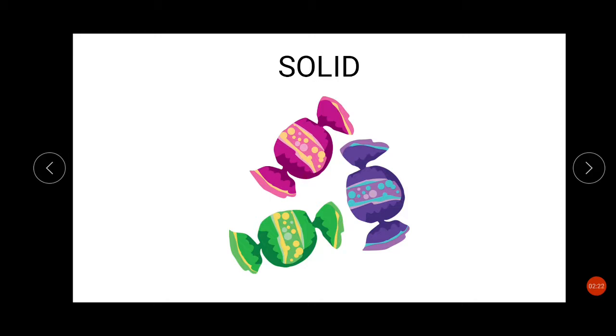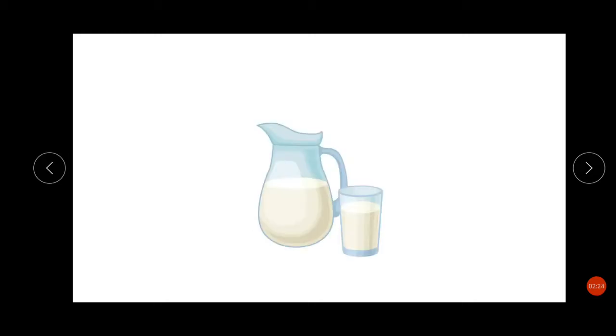Now, we will take another example. What is this? This is a jar of milk, and beside the jar of milk there is a glass of milk, which we have either in the morning or at night during sleeping. Before we sleep, many people have a habit of drinking a glass of milk. Most of the children have a glass of milk after breakfast in the morning.